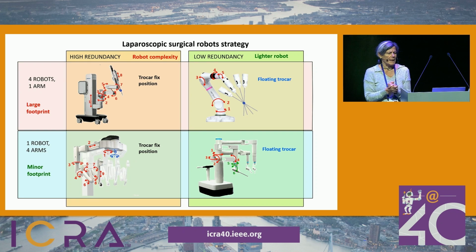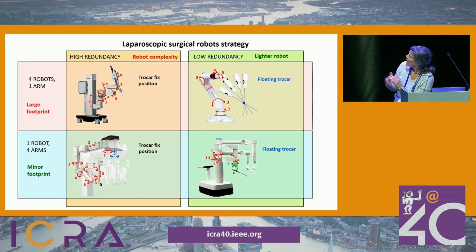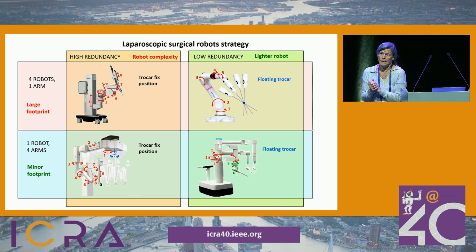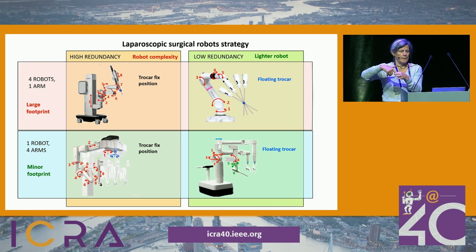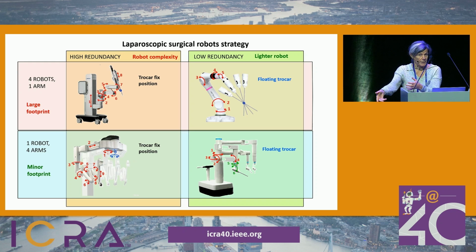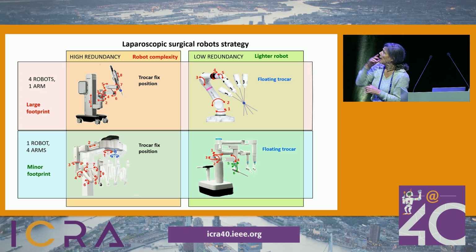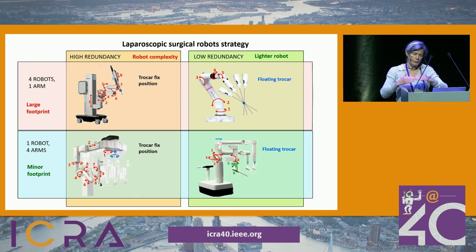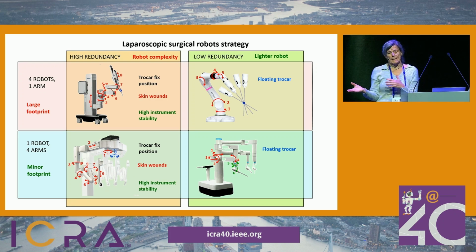This also implies different things. For the first column, we see that the trocar, so the incision point, is fixed. And because of this high number of degrees of freedom, they can fix this point. And so at every moment, the position of the tip of the instrument where the robot is operating is very exactly computed, while the others have a floating trocar. That has implications.